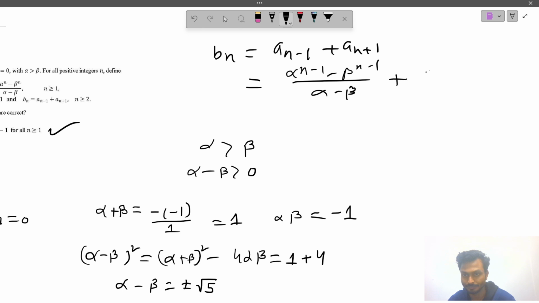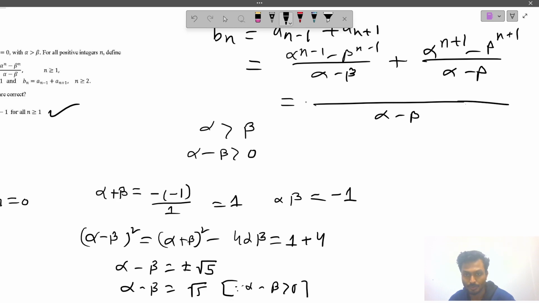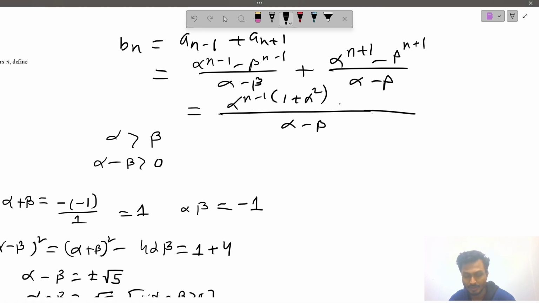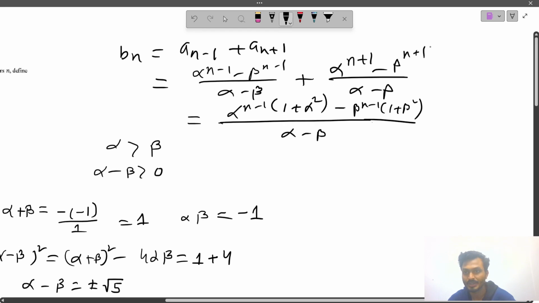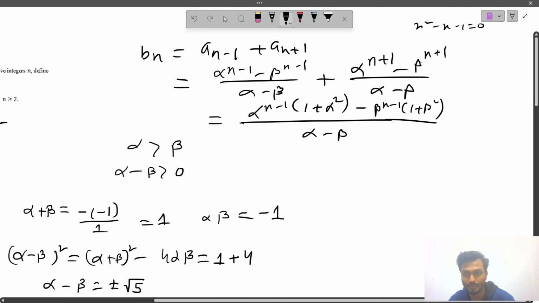So plus, similarly, alpha to the power n plus 1 minus beta to the power n plus 1 divided by alpha minus beta. Now look, we can take alpha minus beta as common. If we take common alpha to the power n minus 1 from these, we get 1 plus alpha squared. Similarly from here, if we take common minus beta to the power n minus 1, we get 1 plus beta squared. Now what is the equation? x squared minus x minus 1 equals 0.